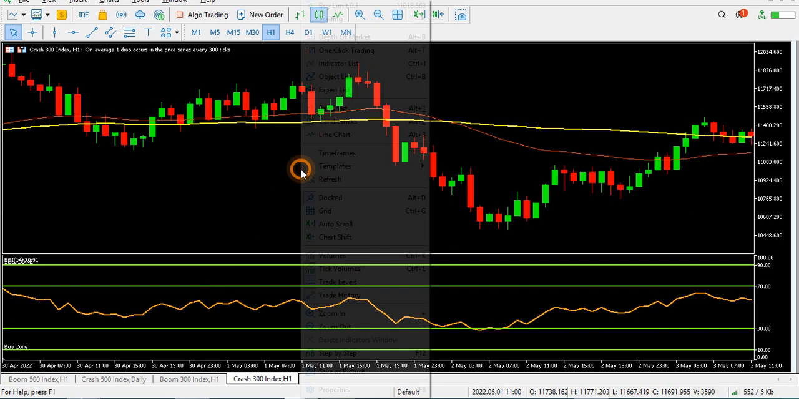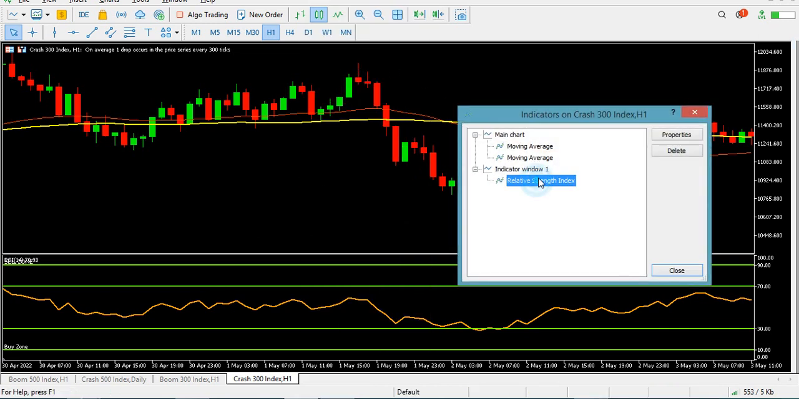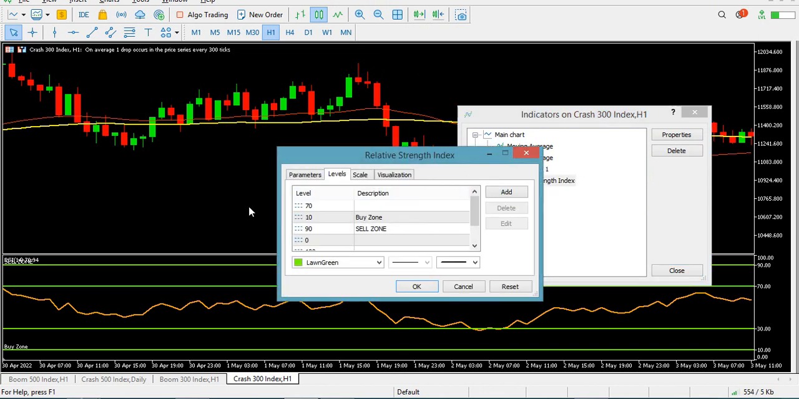Just for simplicity, I'll click on the chart again. I'll go to indicator list, and I'll click on the RSI so you guys can see it. I'll double click on here, and you can see these are the levels: 70, 10, 90, 0, 100, and 30. So the 10 is the buy zone. 10 is the buy zone. 90 is the sell zone. What does that mean? I'm going to explain all of this for you.